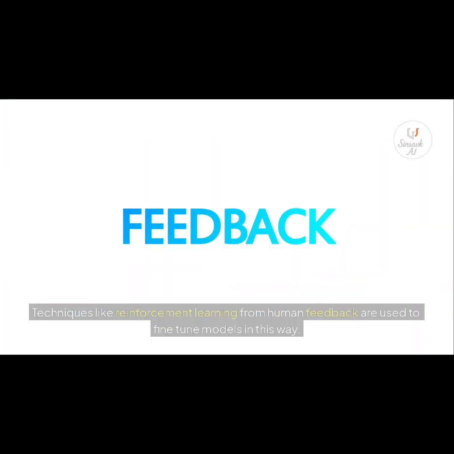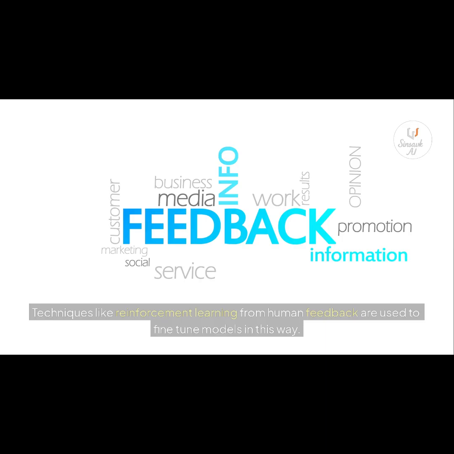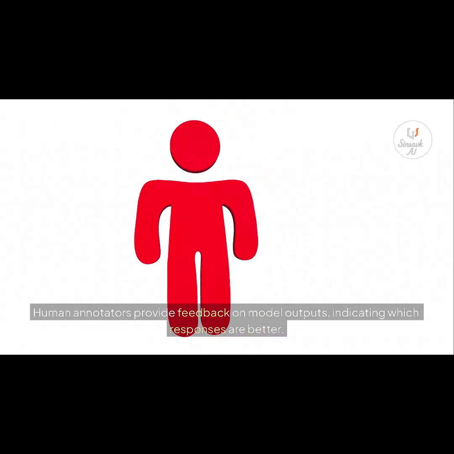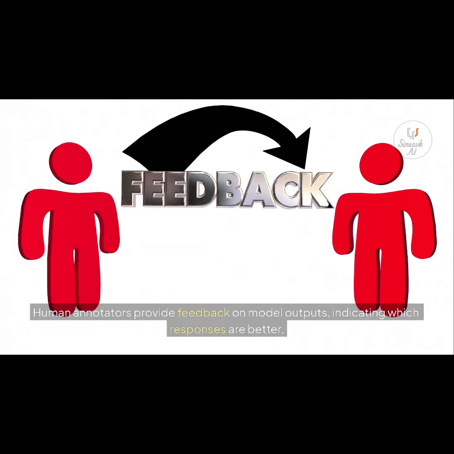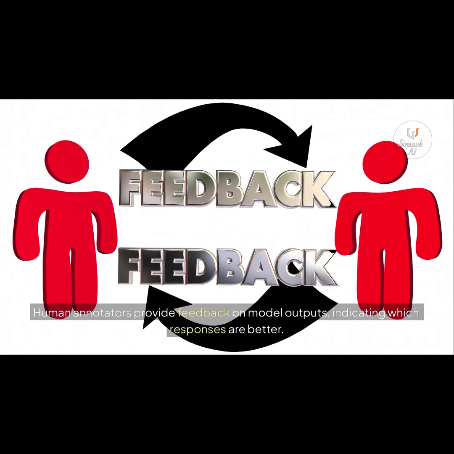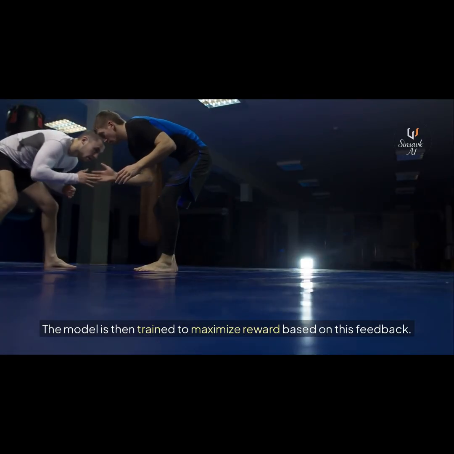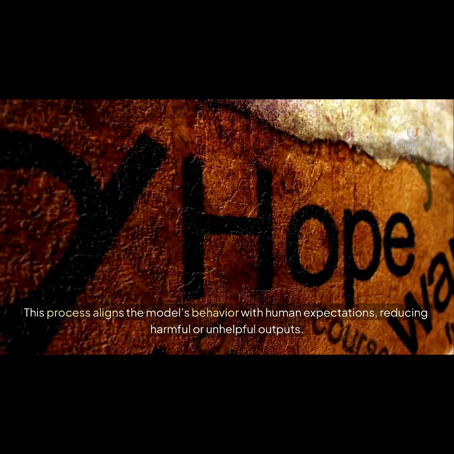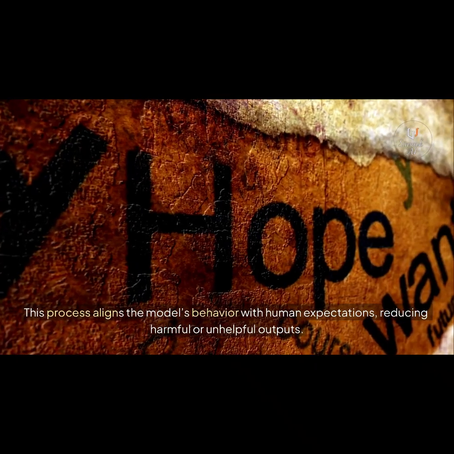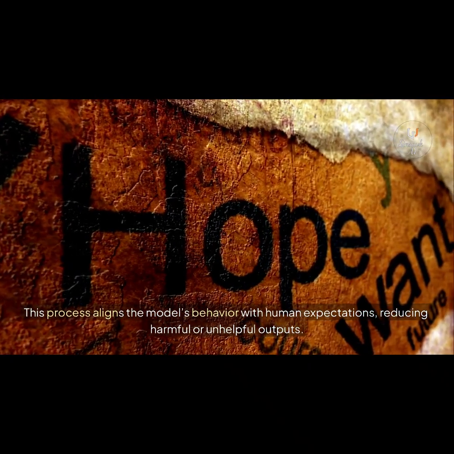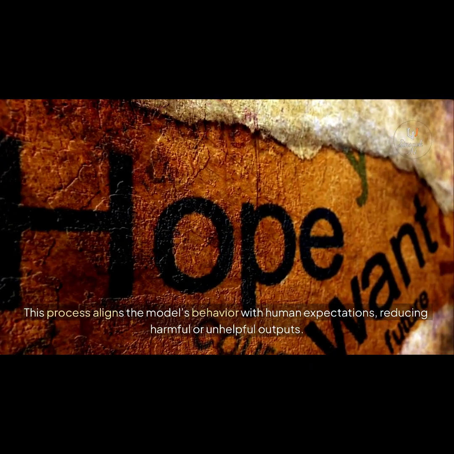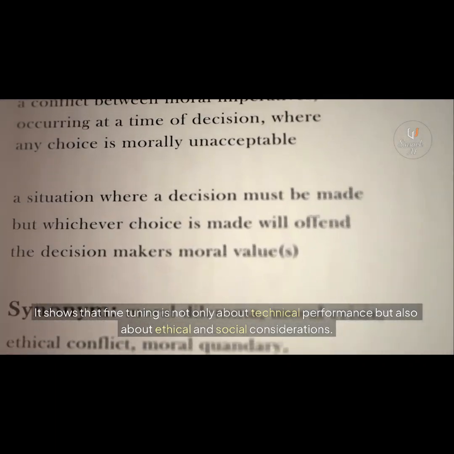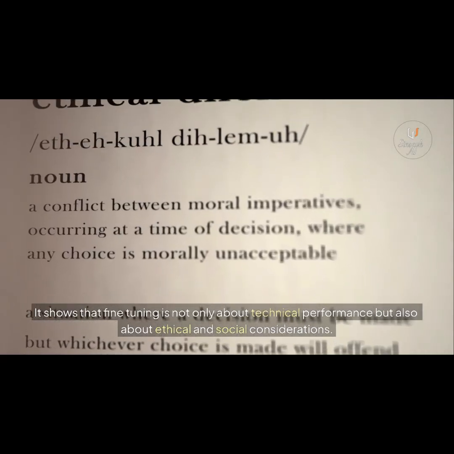Techniques like reinforcement learning from human feedback are used to fine-tune models in this way. Human annotators provide feedback on model outputs, indicating which responses are better. The model is then trained to maximize reward based on this feedback. This process aligns the model's behavior with human expectations, reducing harmful or unhelpful outputs. It shows that fine-tuning is not only about technical performance but also about ethical and social considerations.